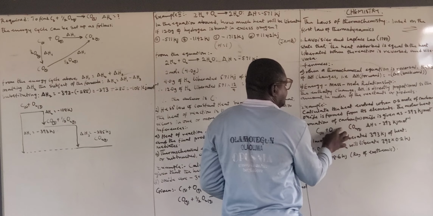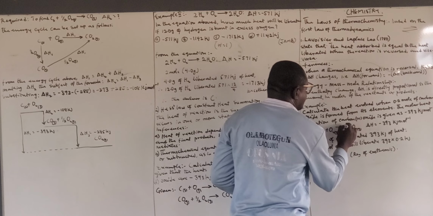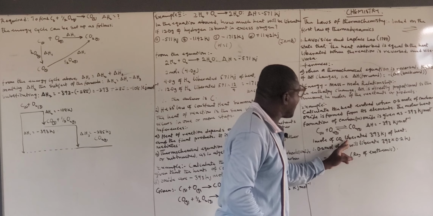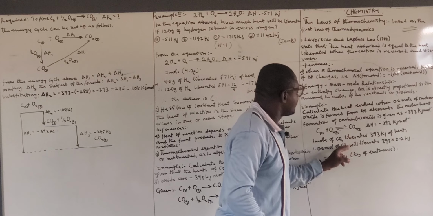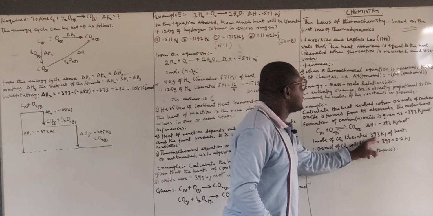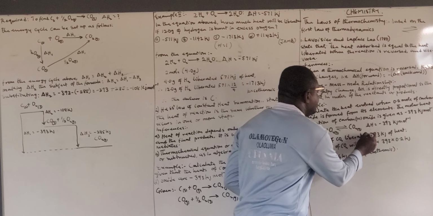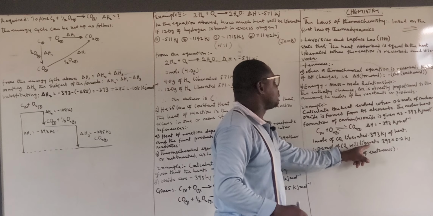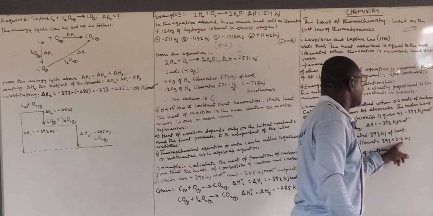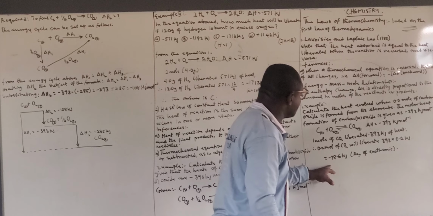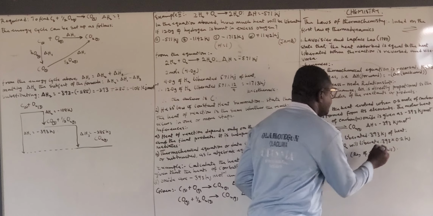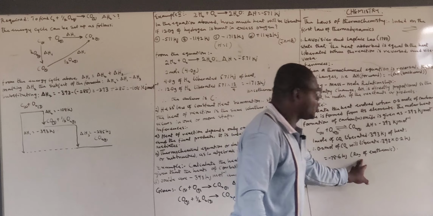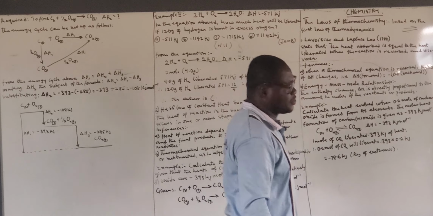So I can now say 1 mole of carbon dioxide liberated 394 kilojoule of heat. Therefore, 0.2 moles of carbon dioxide will liberate 394 times 0.2 kilojoule, which gives us minus 78.6 kilojoule. That is, the reaction is an exothermic reaction.